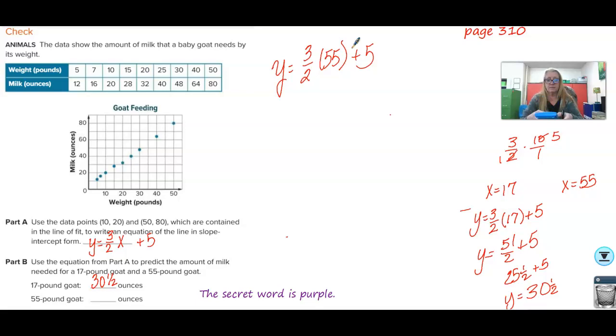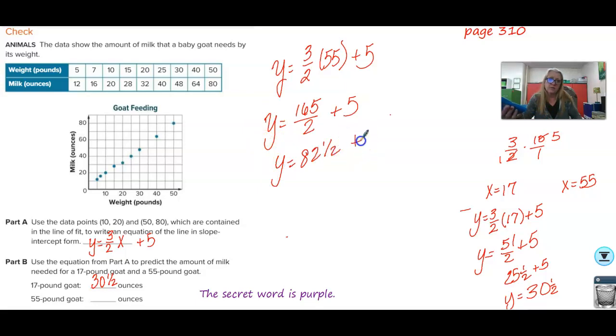3 times 55 is 165. So we have y equals 165 over 2 plus 5. 165 divided by 2 is 82.5 plus 5. So this little guy needs 87.5 ounces.